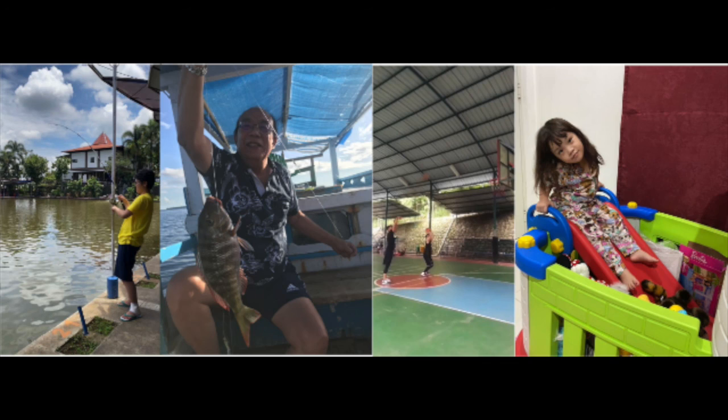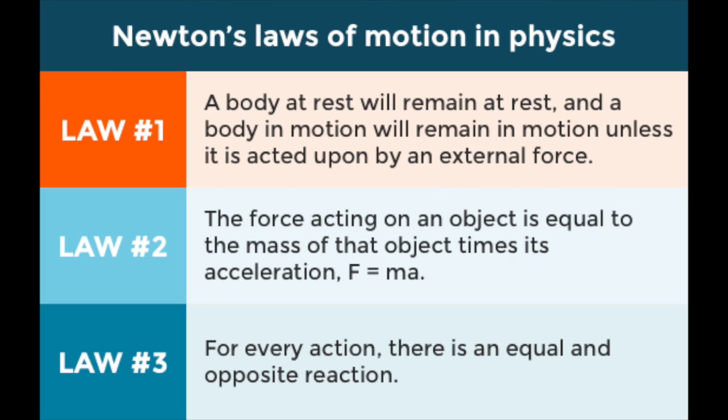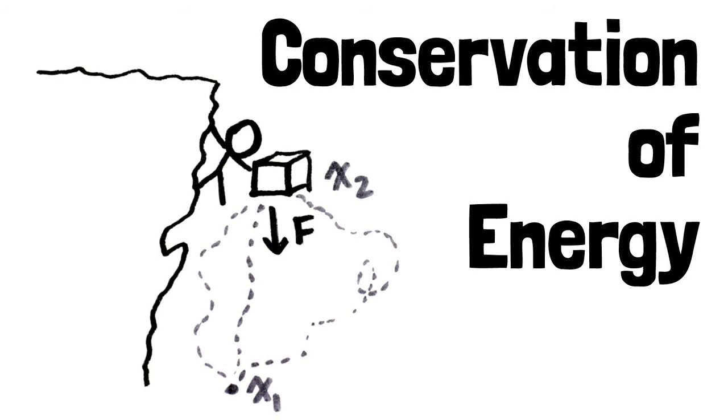Those are 4 photos that I analyzed about free body diagrams, 3 types of Newton's law, and energy, such as potential energy and kinetic energy.